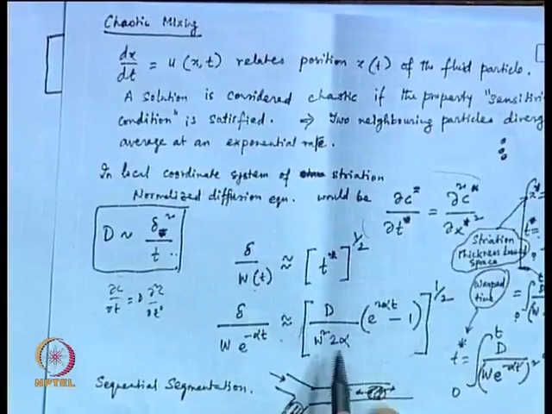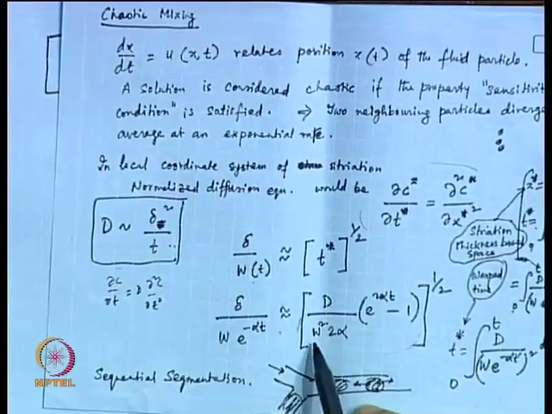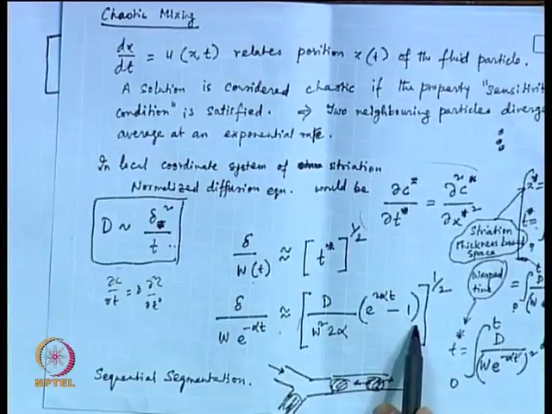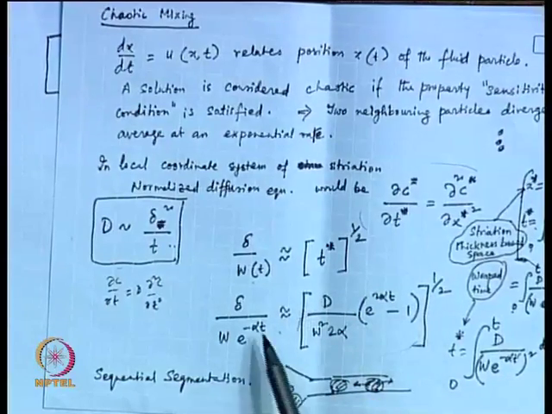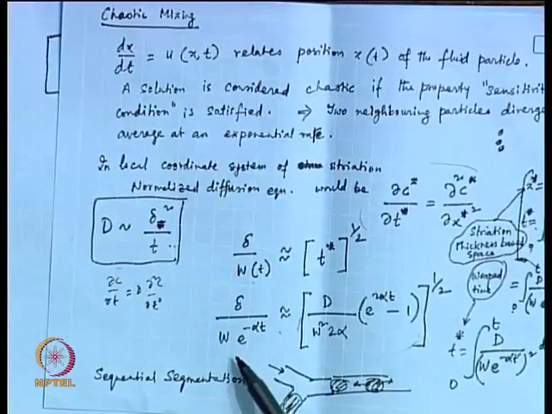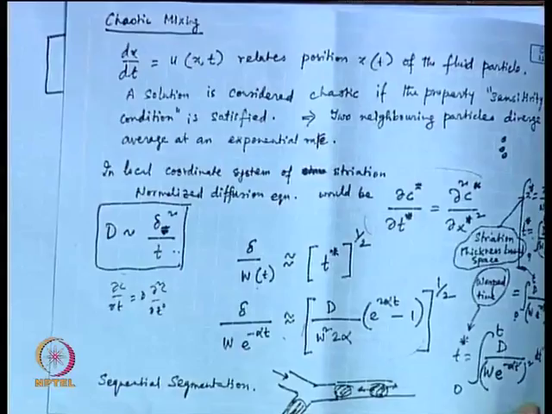You will get what is inside this T star, d divided by w square 2 alpha e to the power 2 alpha t minus 1. So, this is what you get after integration, and so what you are writing is delta divided by w e to the power minus alpha t scales to this whole thing to the power half. All right. Now, what do we do with this expression?